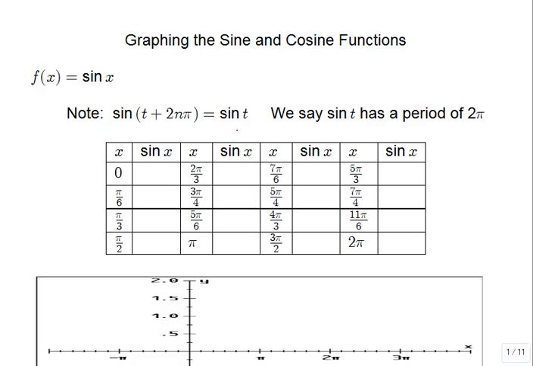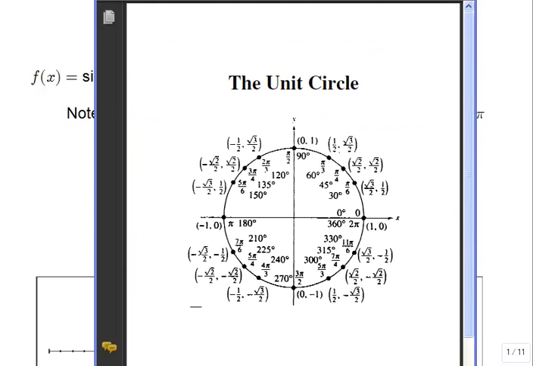Now to figure out the basic sine curve, we're going to need to know some points to plot, and I'm going to fill out this chart here based on our unit circle. So all of these values, remember, come from this unit circle that you want to have memorized, and the sine value is always the y coordinate of all these terminal points.